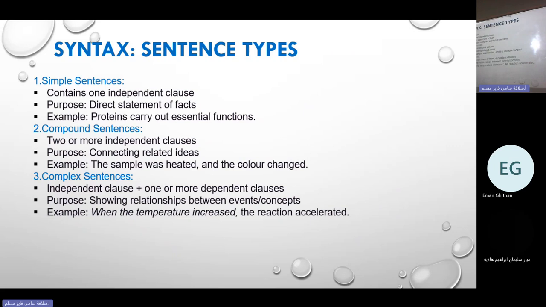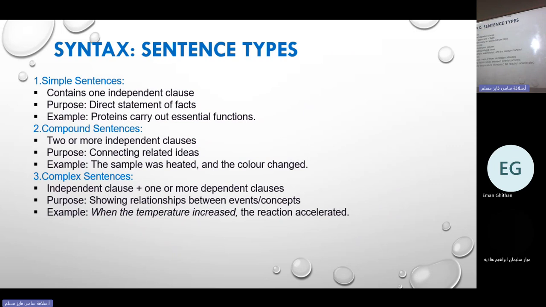As an example: Proteins carry out essential functions. Proteins is the subject. Carry out essential functions is the predicate, which is the verb part of the sentence. Okay? Compound sentences.